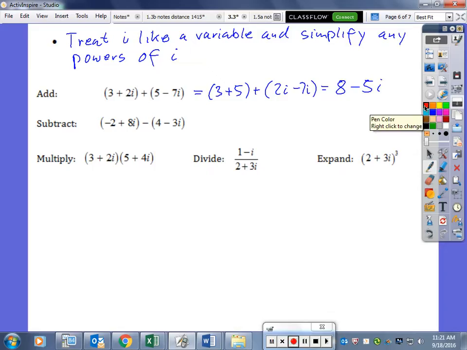Subtracting negative 2 plus 8i minus 4 minus 3i. Let's be careful with all those minuses here, right? So we get negative 2 minus 4, and then plus, because the 8i is positive, and actually the 3i becomes positive also because of the double minus.